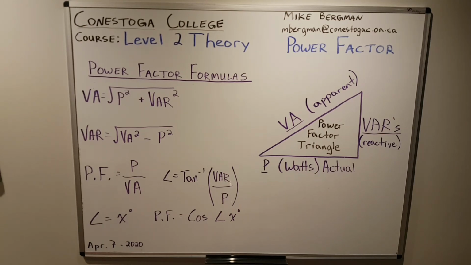Now, let's say we have the angle, but we don't have our VA, power, or VARs. We're going to call our angle X. So power factor equals the cos of that angle, and that'll give us a decimal number, and we can do times 100, and then it'll be a percentage. If that percentage is less than 90%, we're going to be looking at installing a capacitor and sizing it. That'll be further down the road.